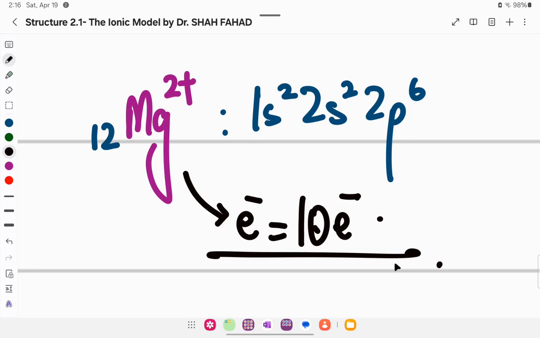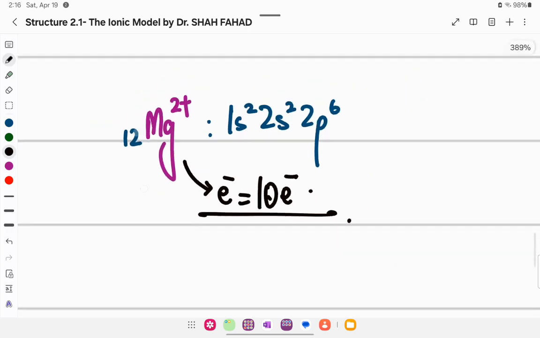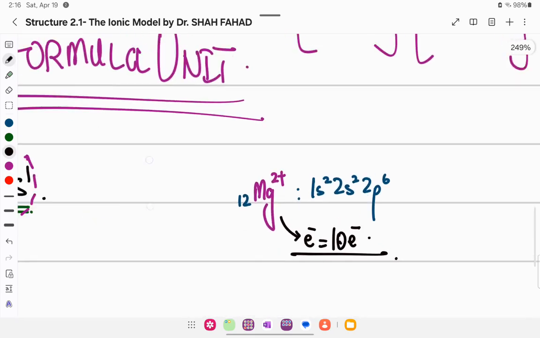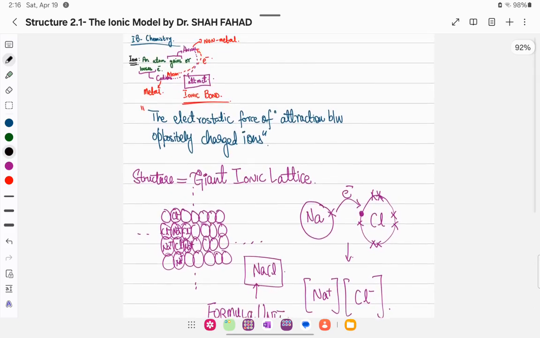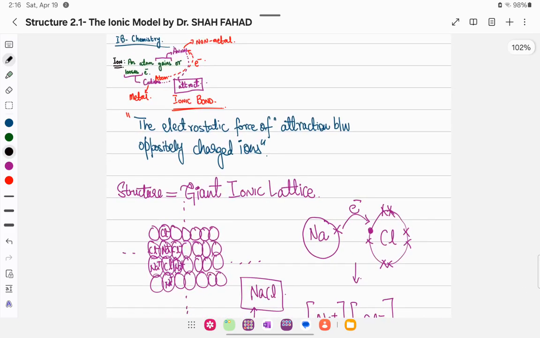Right. So with this we finish off structure 2.1.1. The very first objective has been achieved here. We'll do the rest of structure 2.1 in the next lecture. Thank you so much for being here.